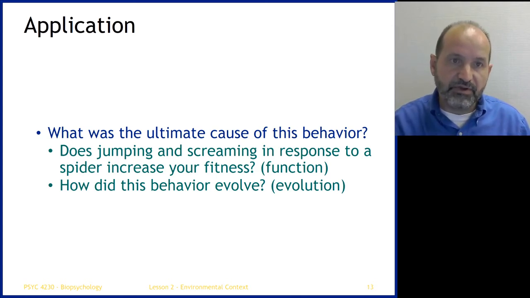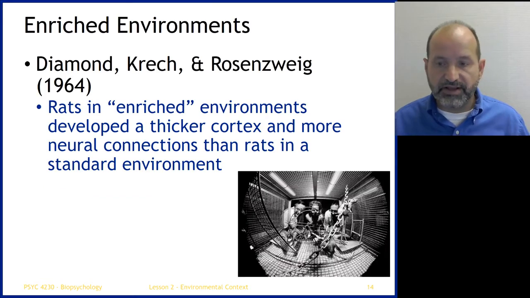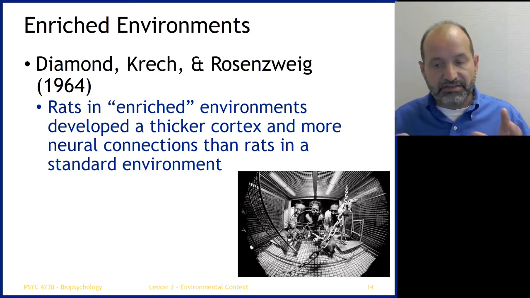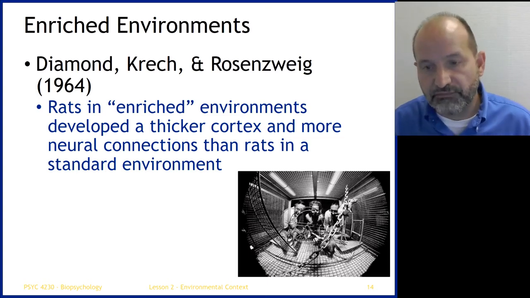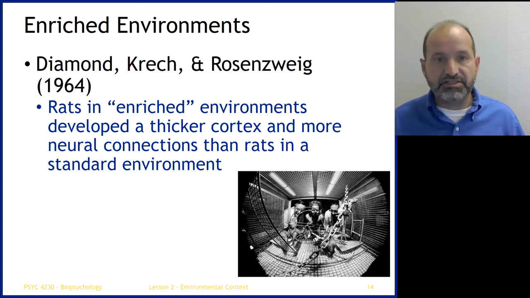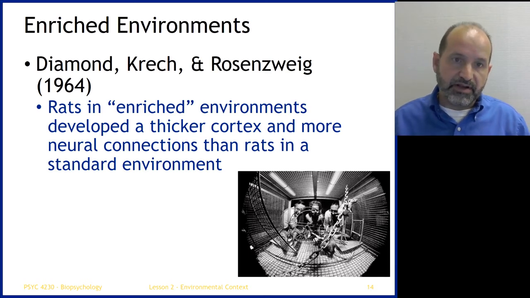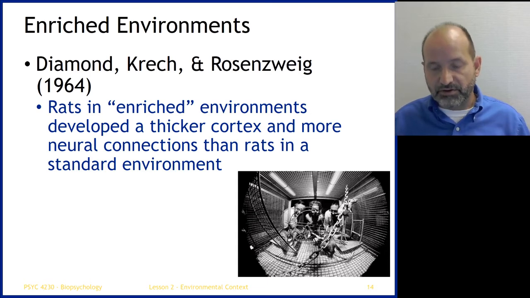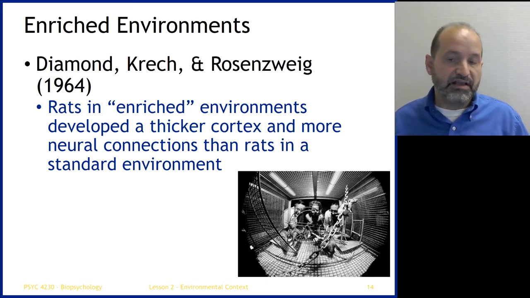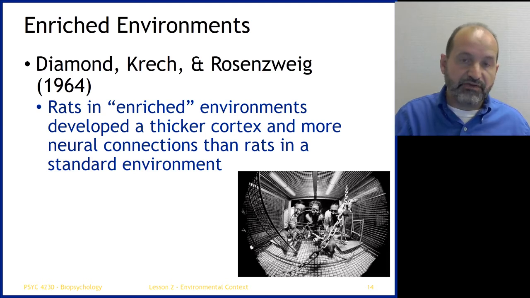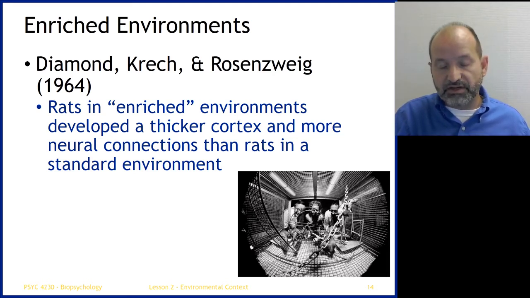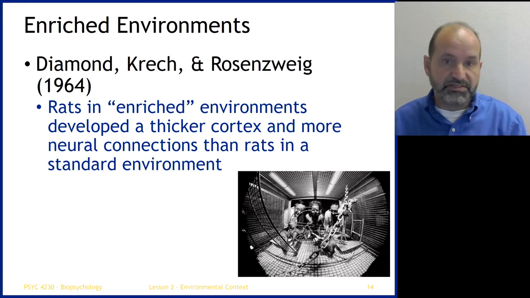All right, so now that we've done that, let's talk a little bit about environment and in the lab. One of the most famous sets of experiments was a series of experiments conducted by Diamond and colleagues in the 1960s at the University of California, Berkeley. In these studies, they had rats that were placed into enriched environments, rats that were placed into standard environments, and rats that were placed into isolation, or what you might call substandard environments.